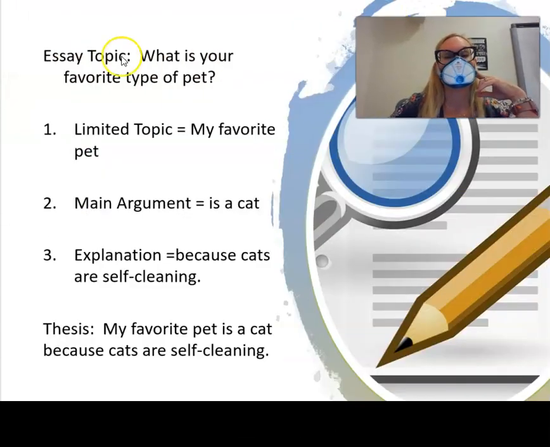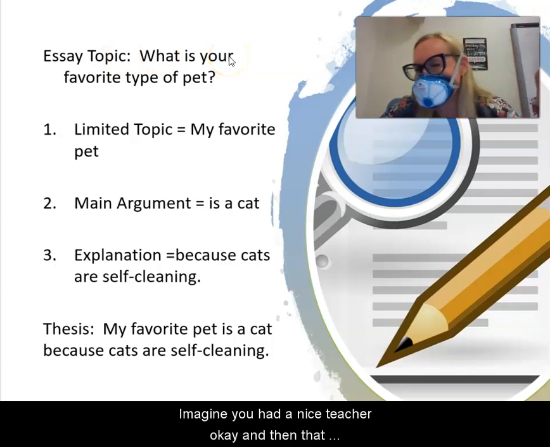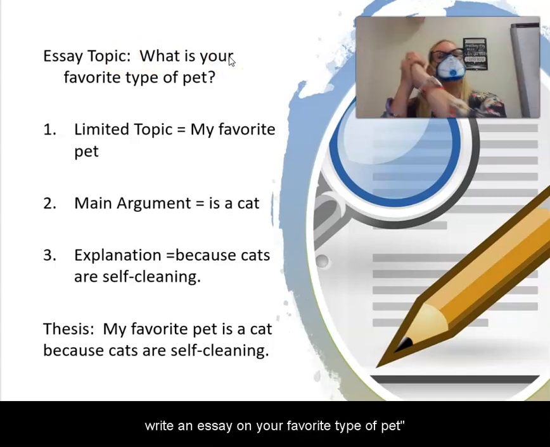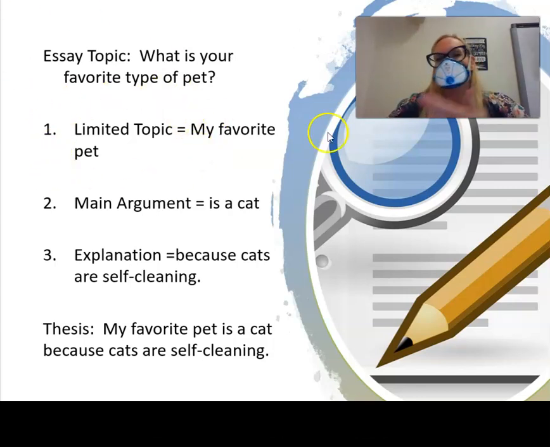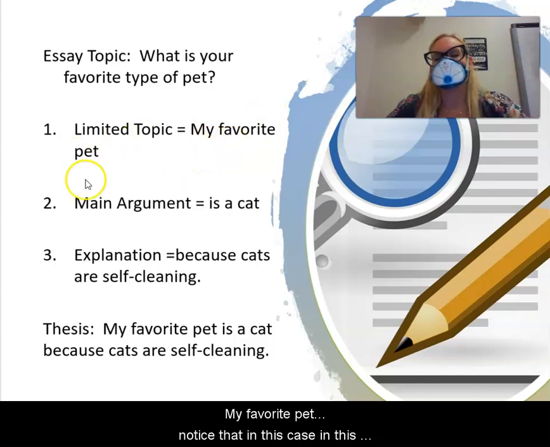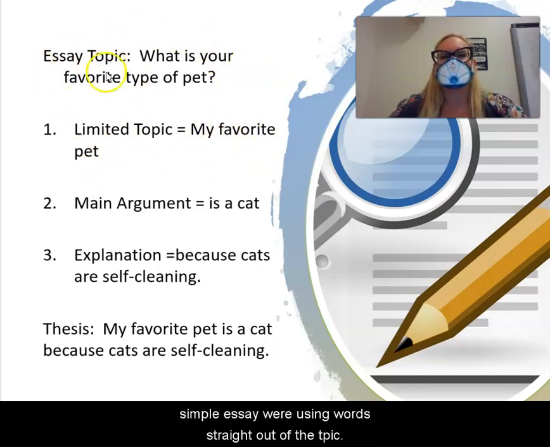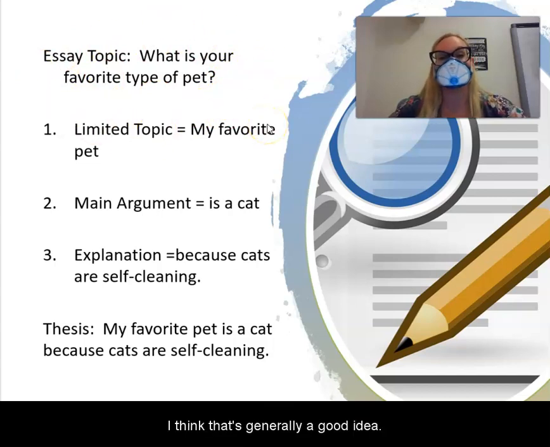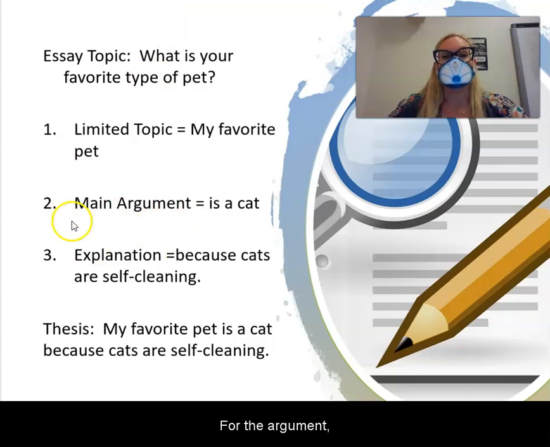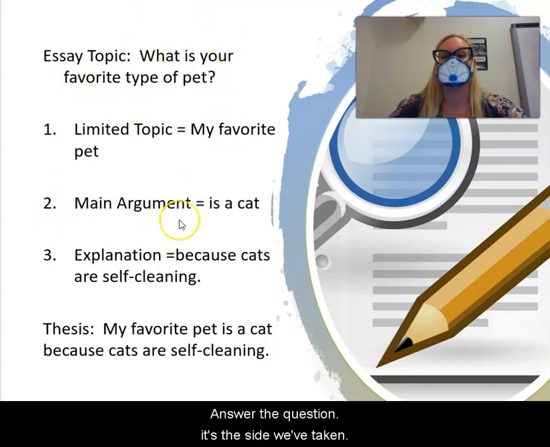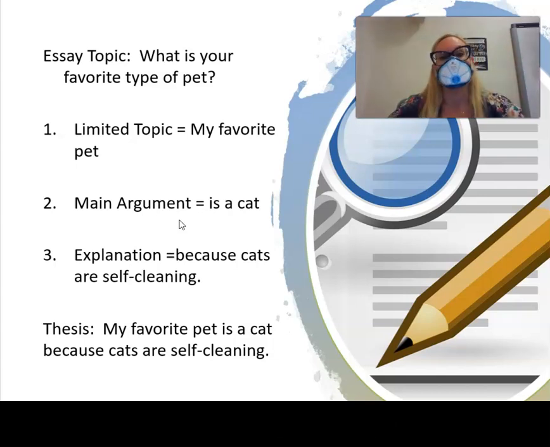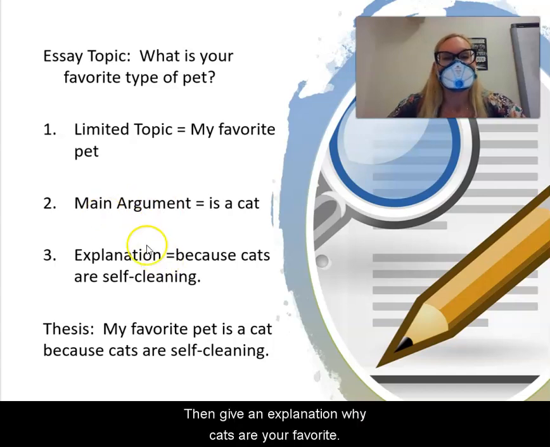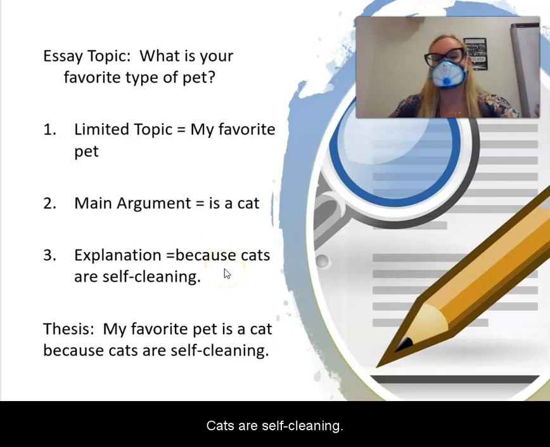So here's an example. Imagine you had a nice teacher, okay? And that nice teacher was like, okay, write an essay on your favorite kind of pet. So you would come up with a limited topic. My favorite pet. Notice that in this case, in this simple essay, we're using words straight out of the essay topic. That's generally a good idea. For the argument, we answer the question. It's the side we're taking. Is your favorite pet a cat or is it a dog? Here, it's a cat. All right? And explanation, why cats are your favorite? In this case, because cats are self-cleaning.